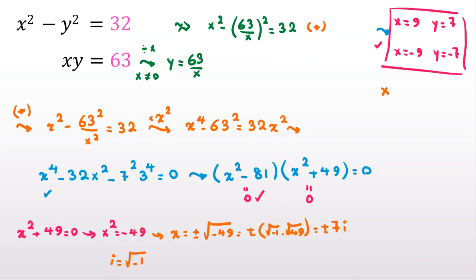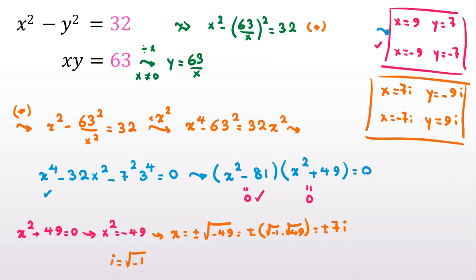So here, if you consider x equal to 7i, then for y the product should be 63. So it will be negative 9i because the product will be 63, and i squared is negative 1. So negative 1 times negative 1 is positive 1. So if x is negative 7i, you should consider y equal to 9i. And if you check here, you will see, for example, for the first one, it will be negative 49 minus negative 81, which will be 81 minus 49. It will be 32, and so forth. So we found two other answers, four answers in total.